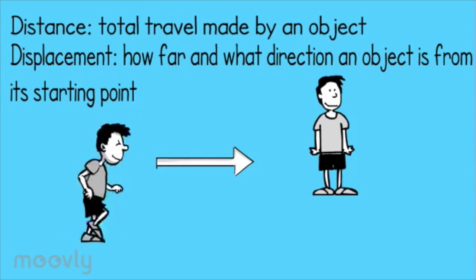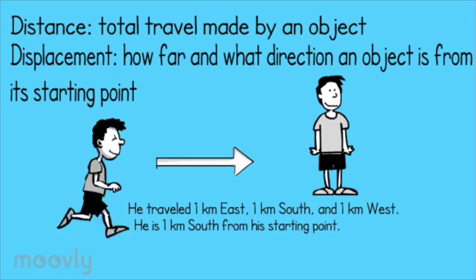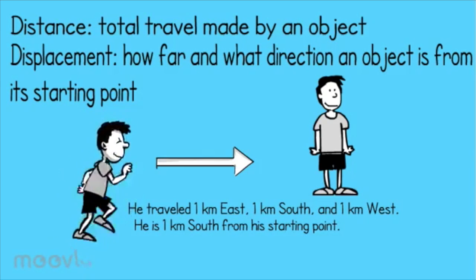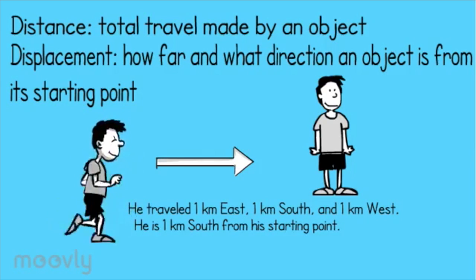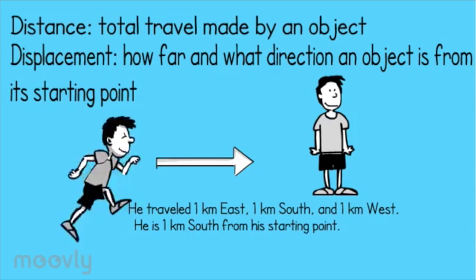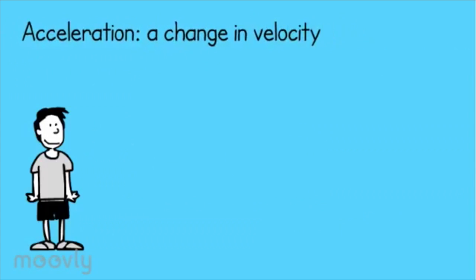Distance is the total travel made by an object, and displacement is how far and what direction an object is from its starting point. If the boy traveled 1 kilometer east, 1 kilometer south, and 1 kilometer west, his total distance is 3 kilometers, and his displacement is 1 kilometer south.